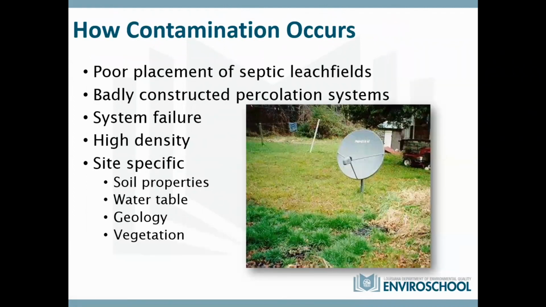So how is sewage getting to the waterway? Not just discharging out untreated sewage, but there are other ways. Poor placement of the septic leach field, badly constructed percolation systems, system failure, like they're just not working from not being maintained properly. Something that we may see as an issue in a few places is just, frankly, there's too much of them. There's a high density. And then there could be site-specific stuff like soil properties. The water table could be too high, the geology is not right, and there's too much vegetation.